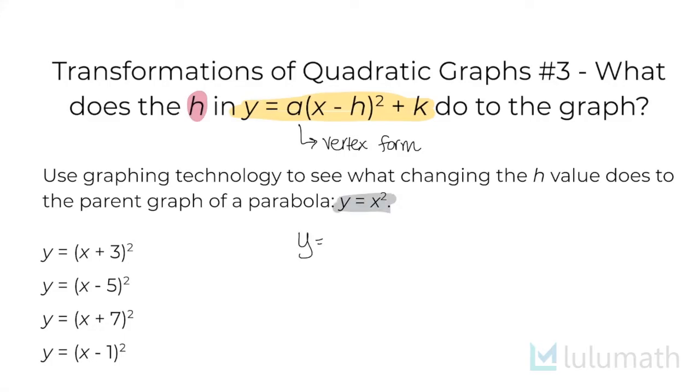Now, since our parent graph is y equals x squared, just a quick note that it is x minus 0 squared, because x minus 0 is just x. So here we can say that the h value is equal to just 0.